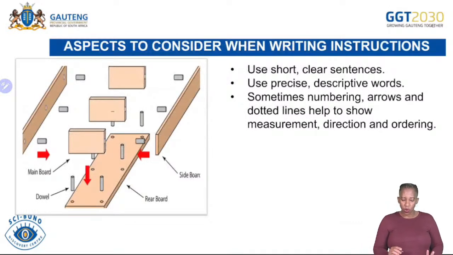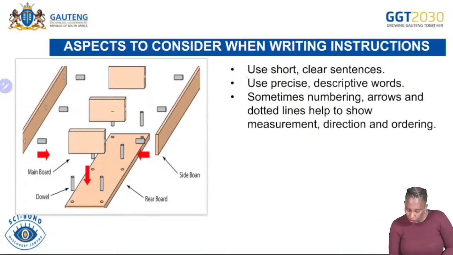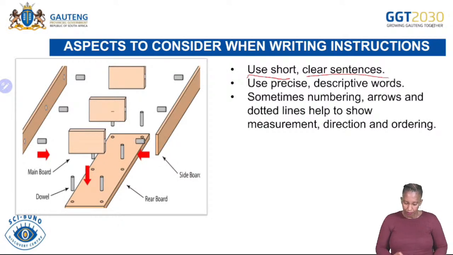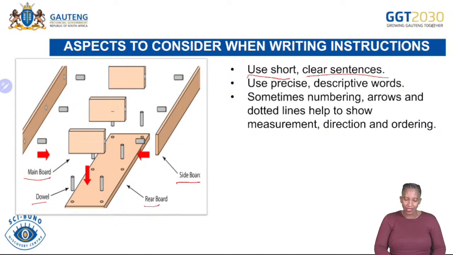It says aspects to consider when writing instructions. Remember those tips that we mentioned before. Use clear instructions. Use short, clear sentences. As you can see, here is our board. We can see now we have a side board, a rear board, a dual, and then the main board. Now, it is not numbered here, but it has some arrows to show you where to put what.